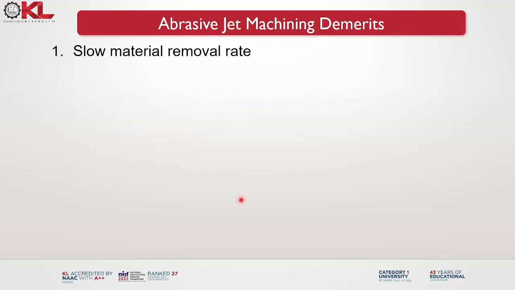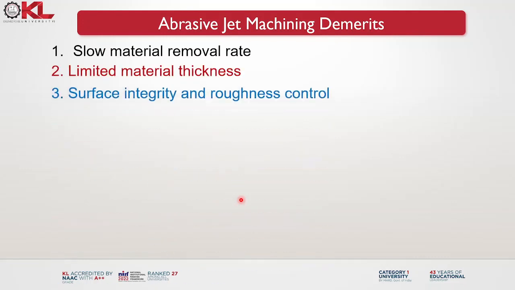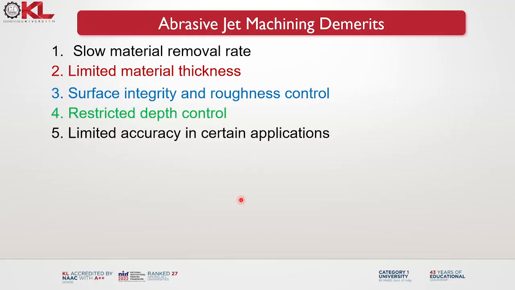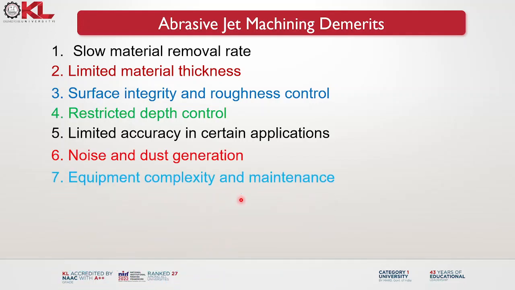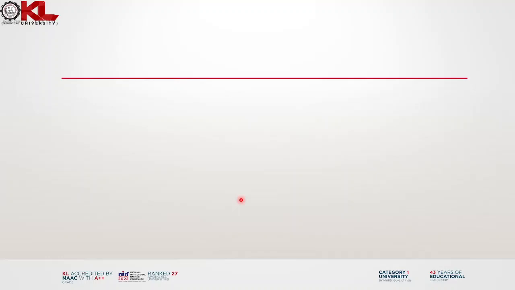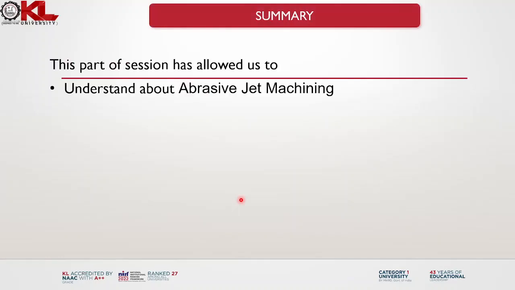And the demerits are slow material removal rate, limited material thickness, surface integrity and roughness control, restricted depth control, limited accuracy in certain applications, noise and dust generation, equipment complexity and maintenance, abrasive particle contamination and disposal. These are the few demerits of abrasive jet machining.